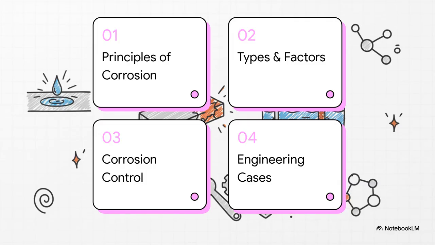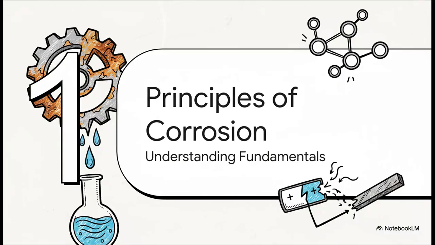So, here's our game plan. We'll start with the fundamentals, the basic principles. Then we'll dig into what makes corrosion tick and what factors make it worse. After that, we'll look at how engineers actually fight back against it. And finally, we'll tie it all together with some real-world examples that are perfect for exam questions. Let's get into it.